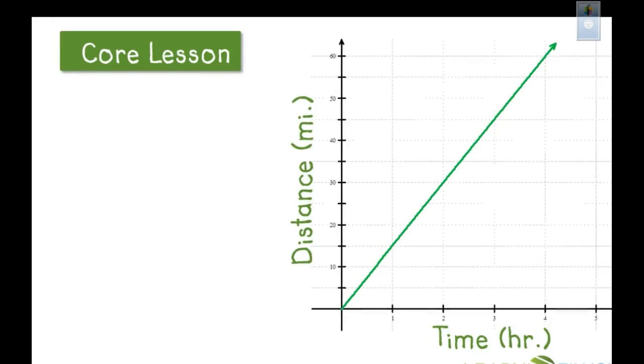We can do the reverse. Suppose this is the graph you're given next. How can you name in words the proportional relationship that's described here?